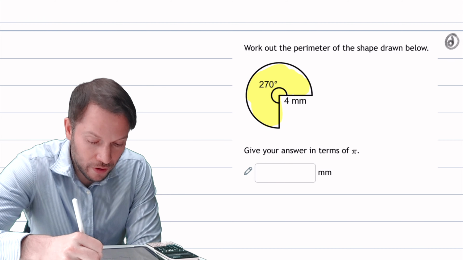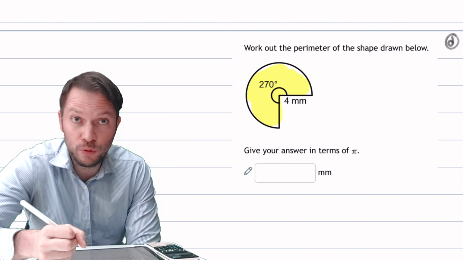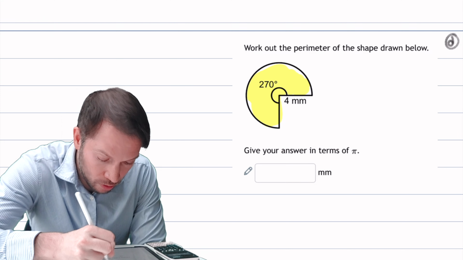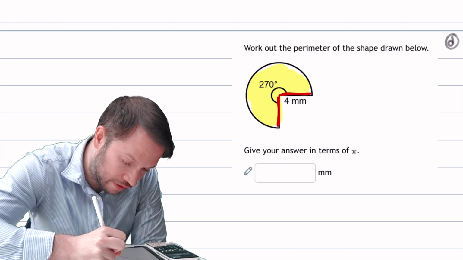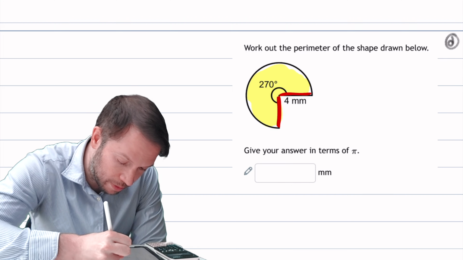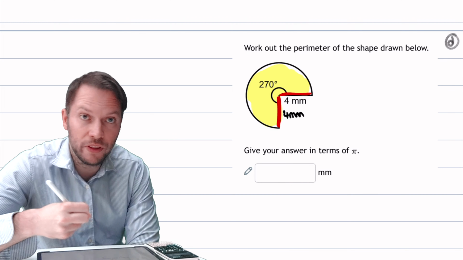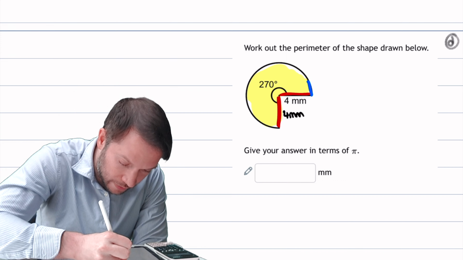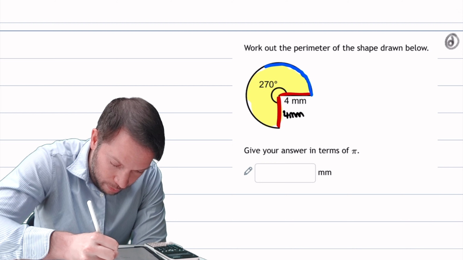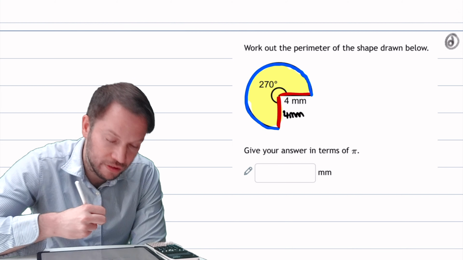So if we want to find the perimeter of this, that's the total length around the outside of the shape, well, we could add this length here and this length. This is also going to be 4 millimeters. So we can have the 4 plus the 4, that gets us up to 8. But we've also got this curved length around the outside as well. So we need to add these 3 lengths together.